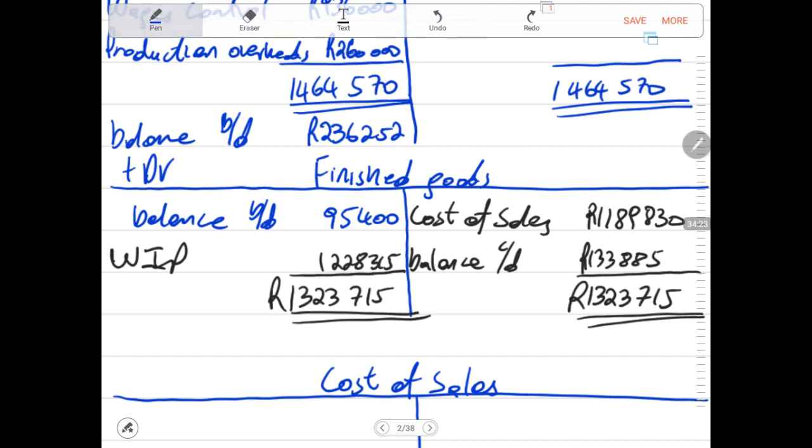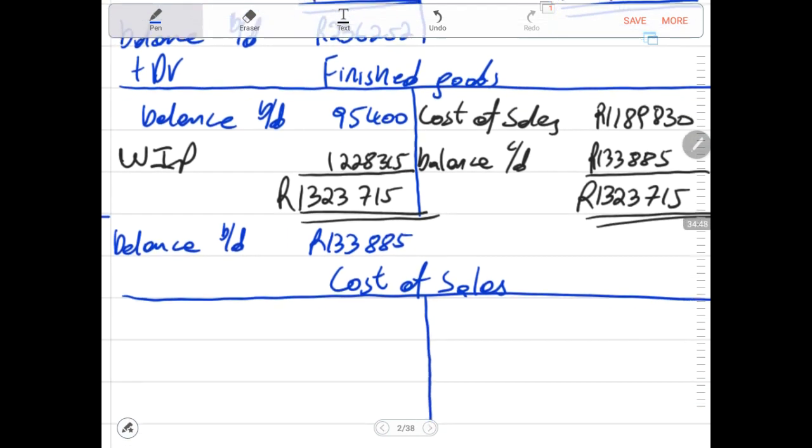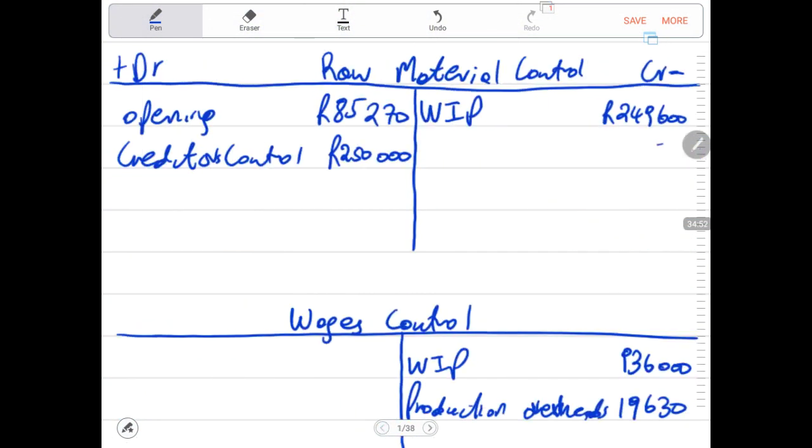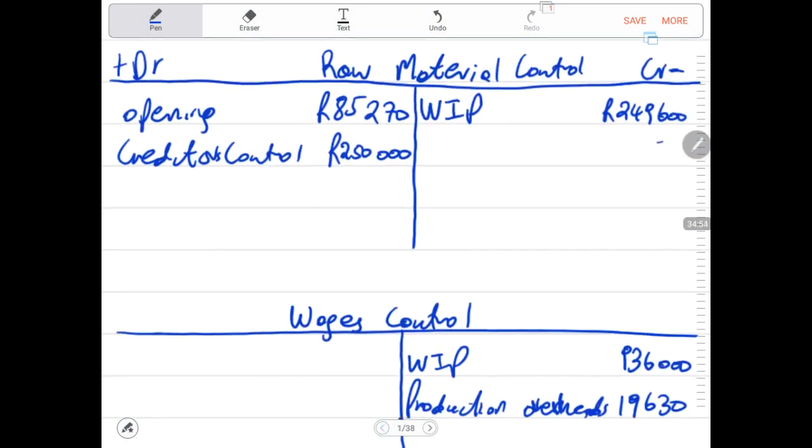Now we have sorted the balancing of the finished goods ledger account, but we just need to write our balance that is brought down. And our balance that is brought down is the same, 33,885. Then the finished goods ledger account is completed and is done and dusted. Then let us not go to cost of sales yet. Let us go to another ledger account in the beginning.